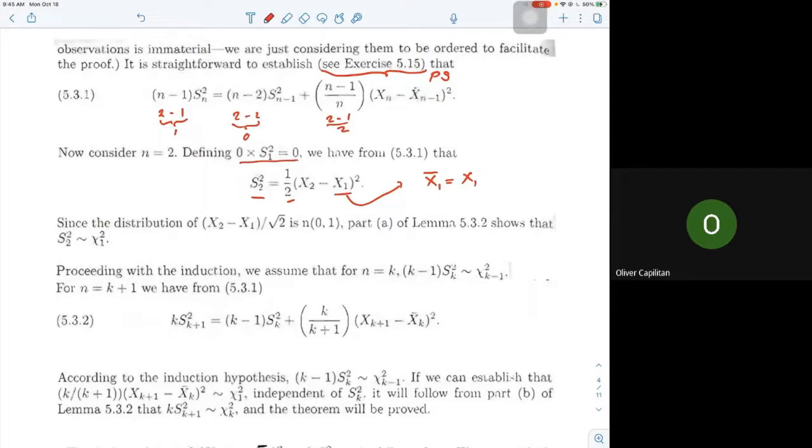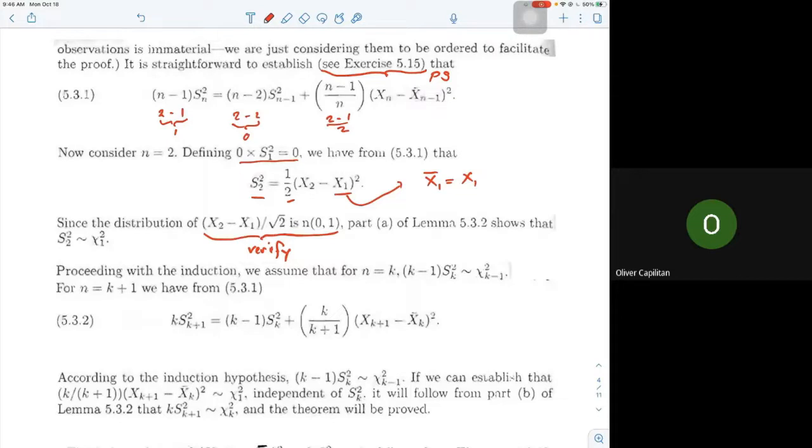And then the distribution of this expression, x sub 2 minus x sub 1 over square root of 2, is a standard normal distribution. By the way, if you have time, try to verify this. This is very easy to verify. Given two standard normal random variables, x sub 1 and x sub 2, then x sub 2 minus x sub 1 divided by square root of 2 has a standard normal distribution. You just apply what we have learned in chapter 4.